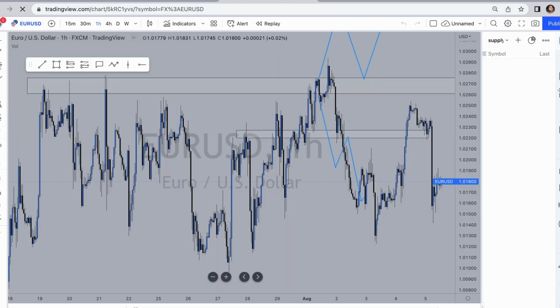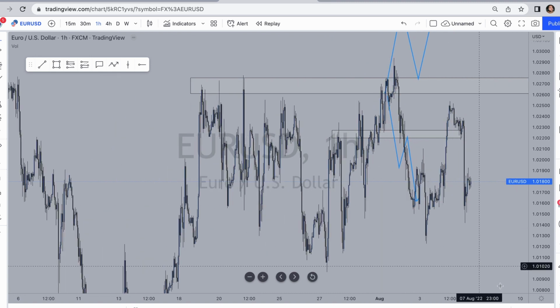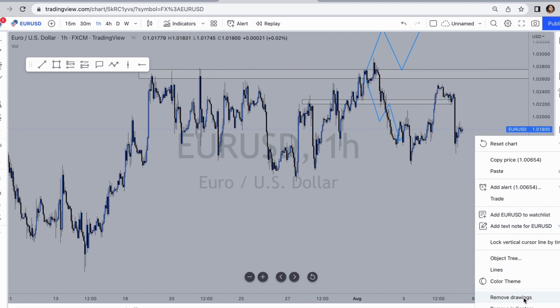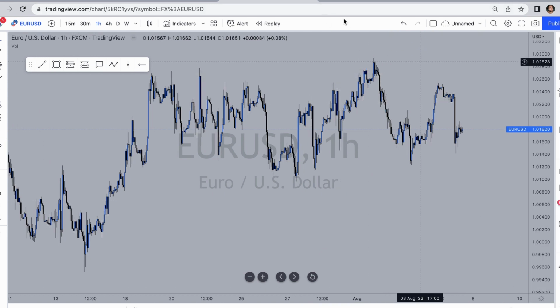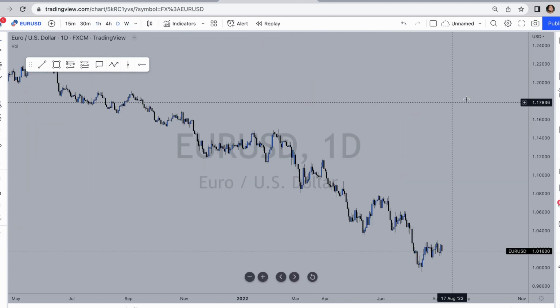So we'll do this Euro USD. Right? Yeah, let's do Euro USD. And let me set my calculator. This is the current chart. Let's go ahead and clear that out. All right. So let's go to the daily.